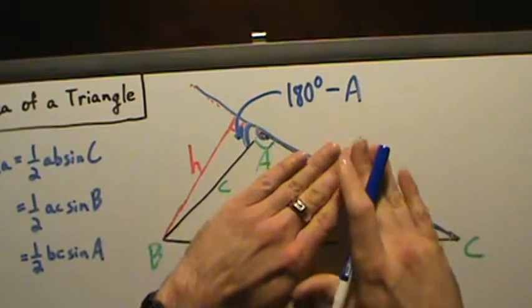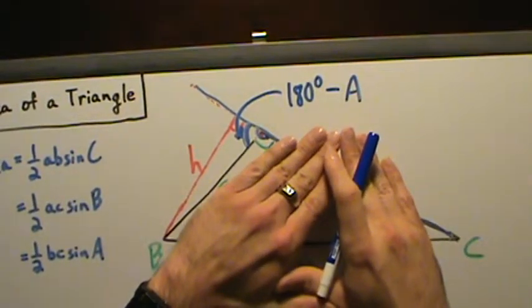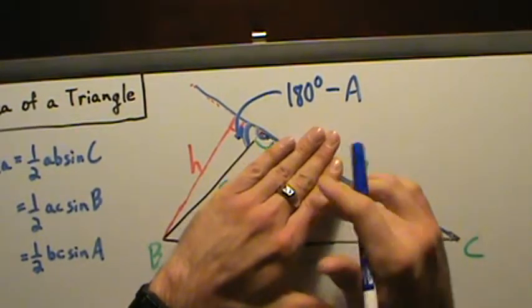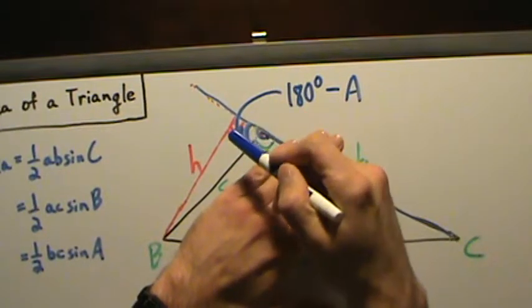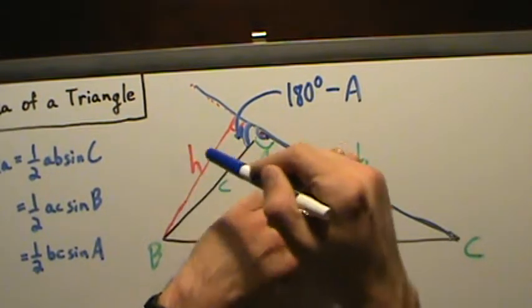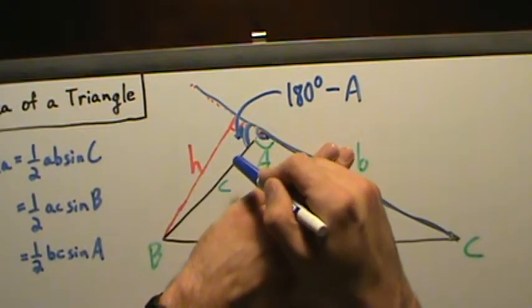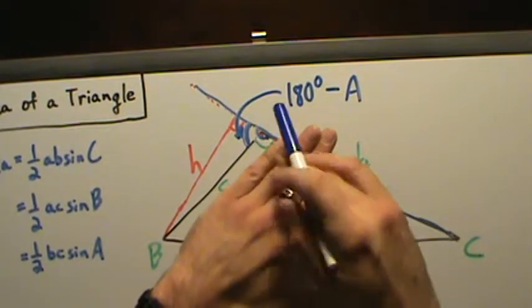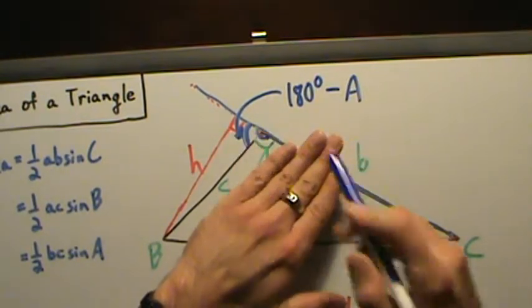Okay, so basically we have this right triangle now, so we'll just cover up all this mess out here and just focus on this little right triangle in here. So here's a right triangle, here's our right angle, here's side H, and then here's the hypotenuse C, okay? And then we have this angle 180 degrees minus A.